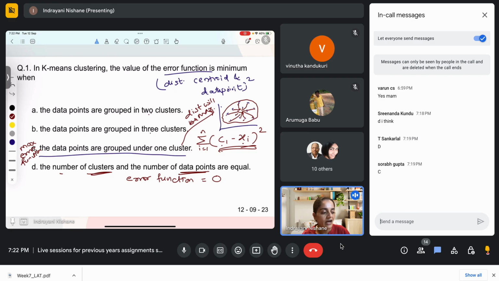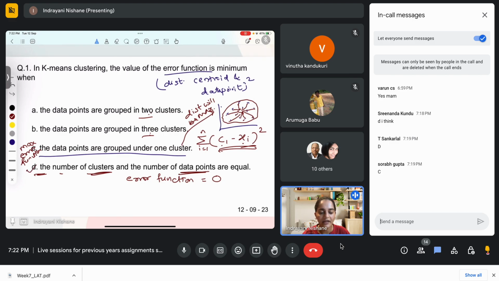Now for 2 clusters or 3 clusters, we would have to actually solve to see whether we get the optimum results. So these two options cannot be the answers. Why will it not be one cluster? Because for one cluster, the distance between centroid and data point, the summation of distance, will be maximum. And scenario D will have the minimum error function value because all the data points will be centroids in themselves. So the distance between centroid and data point will be 0 and the error function will be minimum.